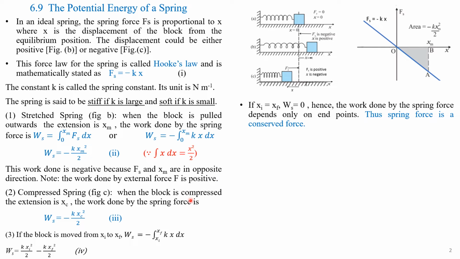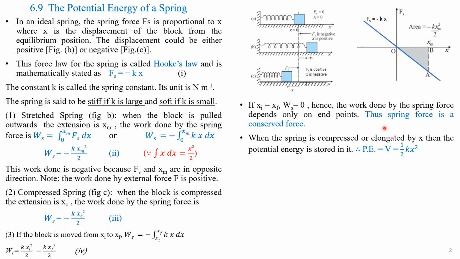Now we will take some special cases. If in equation 4, xi is equal to xf, then the work done is 0 because the two terms on the right hand side of equation 4 get cancelled with one another. Hence, the work done by the spring force depends only on the end point. Thus, the spring force is a conserved force.